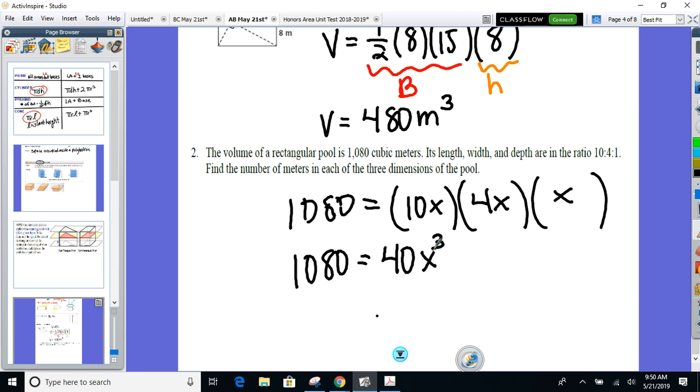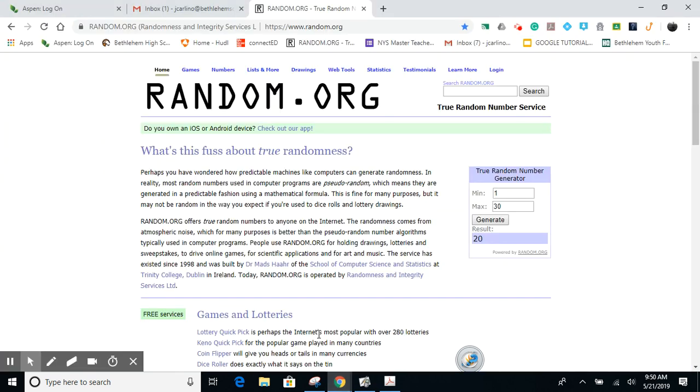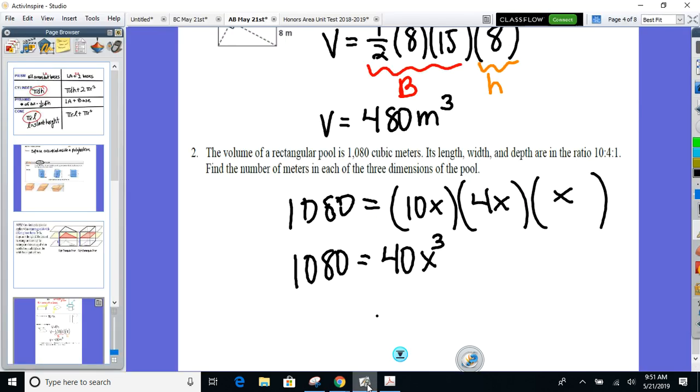Got it? What's your move here now, everybody? Yeah, don't try to do anything crazy yet. Divide by 40. What do we get? 27 out of that, Jack? 27 is equal to x cubed.